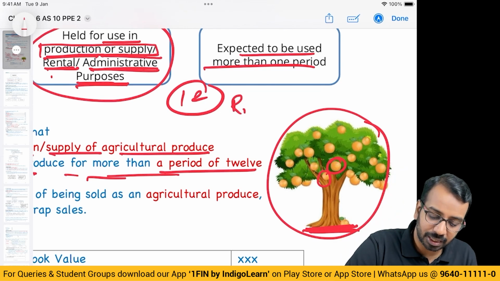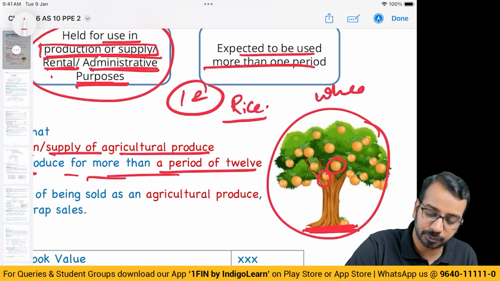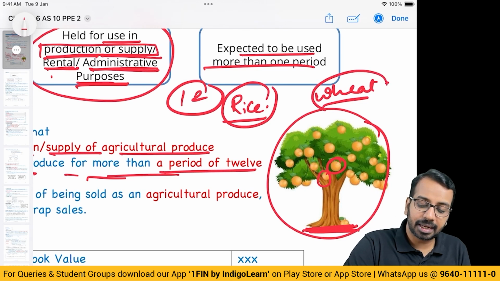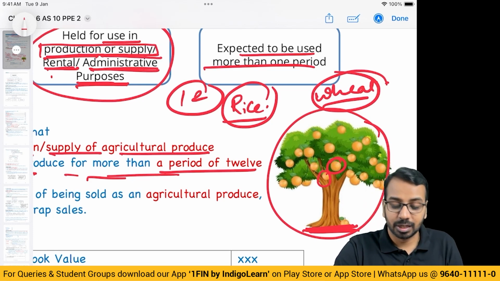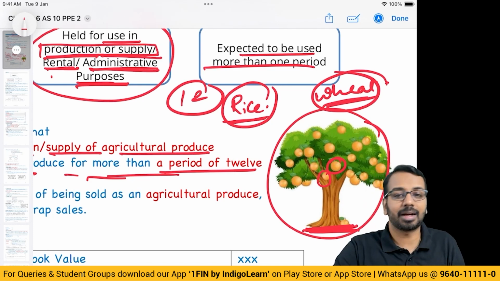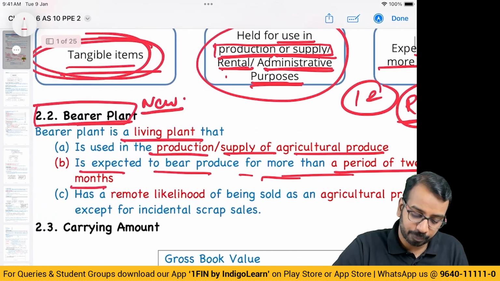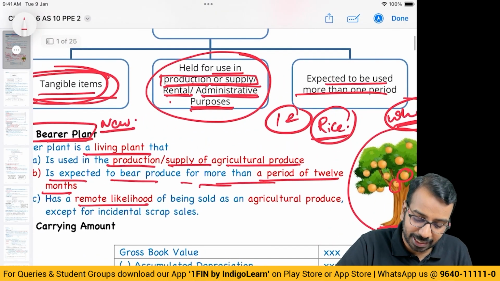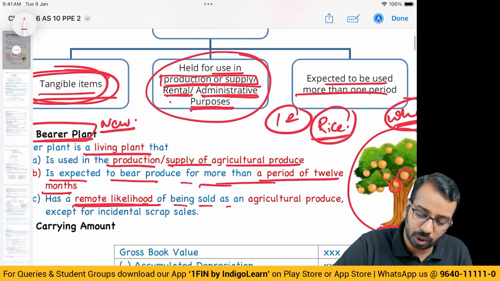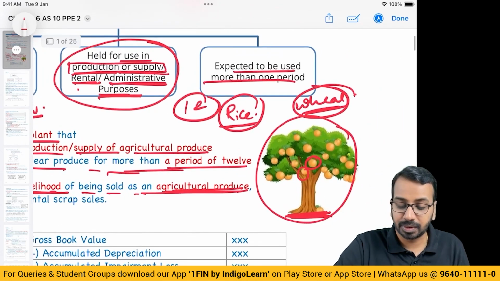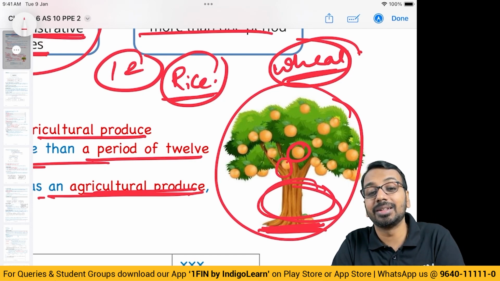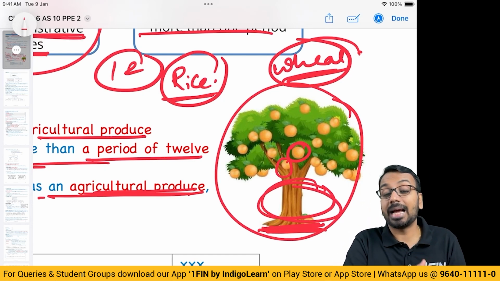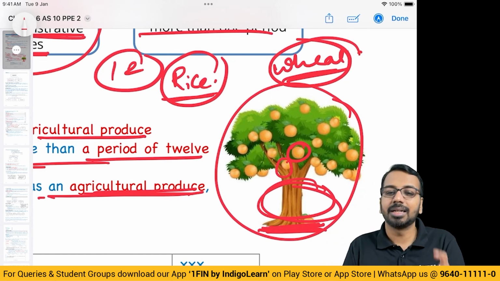Now compare this with something like, let us say, rice farming or wheat. These agricultural crops do not give you produce for more than 12 months. They will give you only for one season. So these are not covered under accounting standard 10. And one more thing, there should be a remote likelihood of the plant being sold as an agricultural produce. Means this plant, not the fruits, you will not sell as agricultural produce. If you sell a plant as an agricultural produce itself, then that is not a bearer plant.